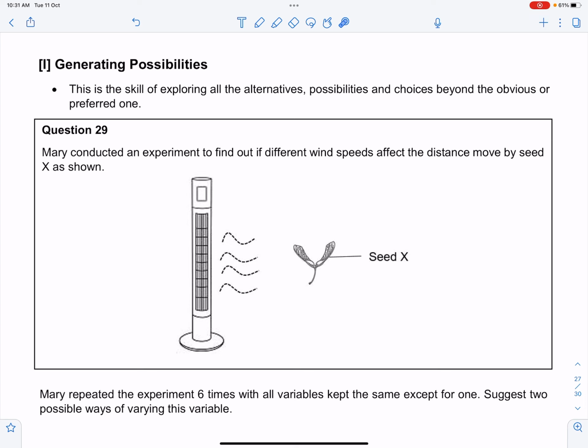Generating possibilities. Now, this is the skill of exploring all alternatives. Whatever questions are here, PSLE questions, I tell you, you need to know alternatives, possibilities, and choices beyond the obvious or preferred one. So this is where you need to think out of the box. Okay? Because we've been exposed to so many experiments, many times we think that the answer is like that. So this is really to test whether or not you can think beyond the common, the typical answers.